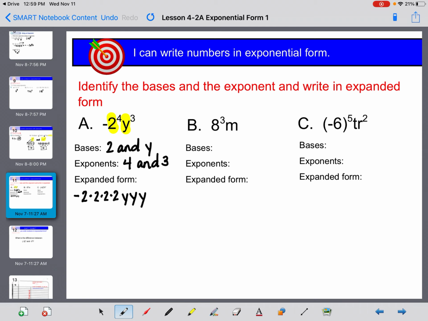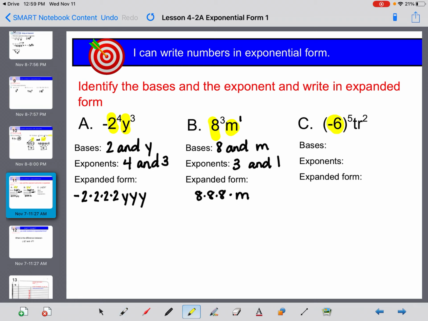Letter B, my base is 8. Most of you will get that one pretty easily. But do you remember that any number or letter without an exponent has one, it's just not written? It's a 1. Now that 1 is written there, I bet you recognize the m as being a base as well. So what are my exponents? 3 and 1. The expanded form of this expression is 8 times 8 times 8 times m.